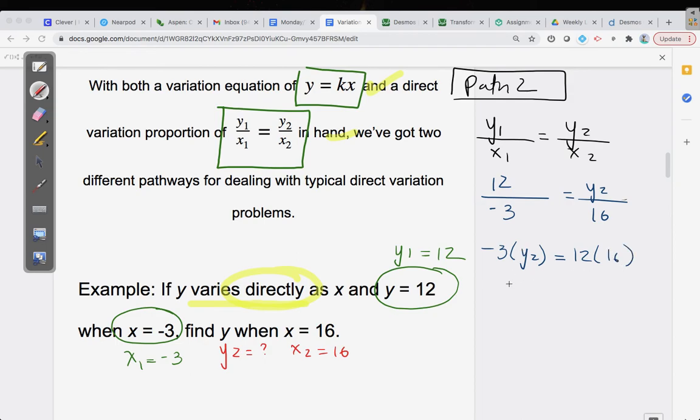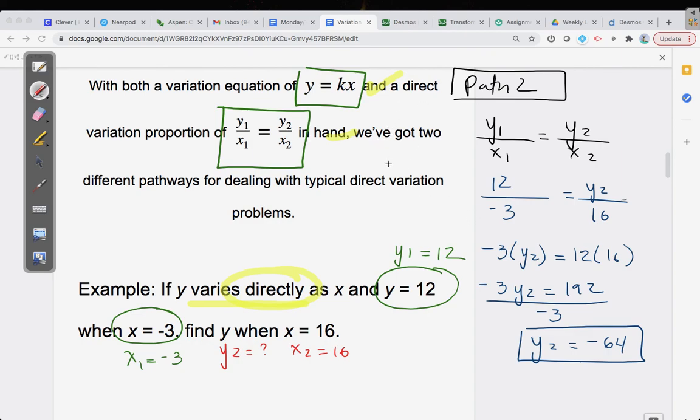And I think I've done the math ahead of time just so that I'm not wasting time looking for a calculator. But negative 3 times y sub 2 is equal to 192. And when you divide by negative 3, I think that's my cat meowing in the background, you get that y sub 2 is equal to negative 64. So that's the same outcome we got when we used the equation. And that concludes this particular video.